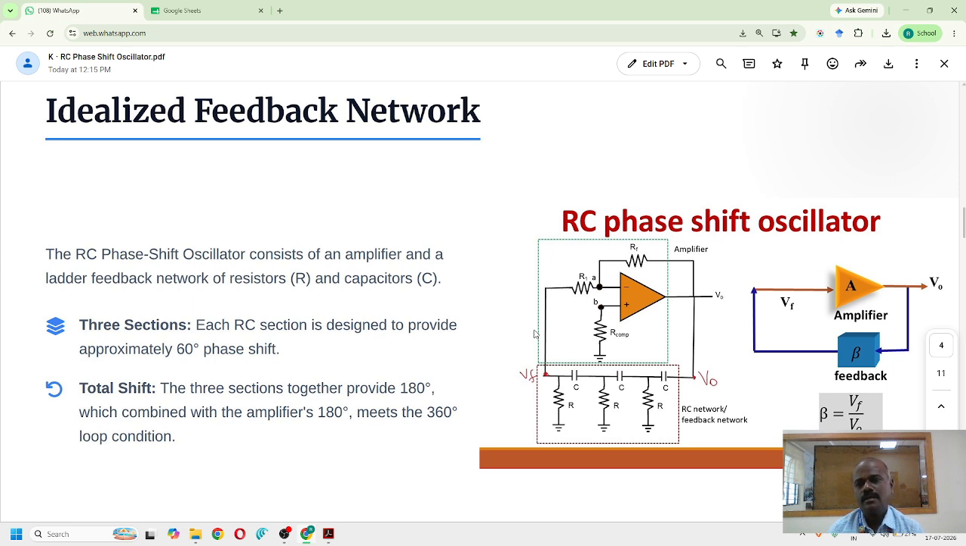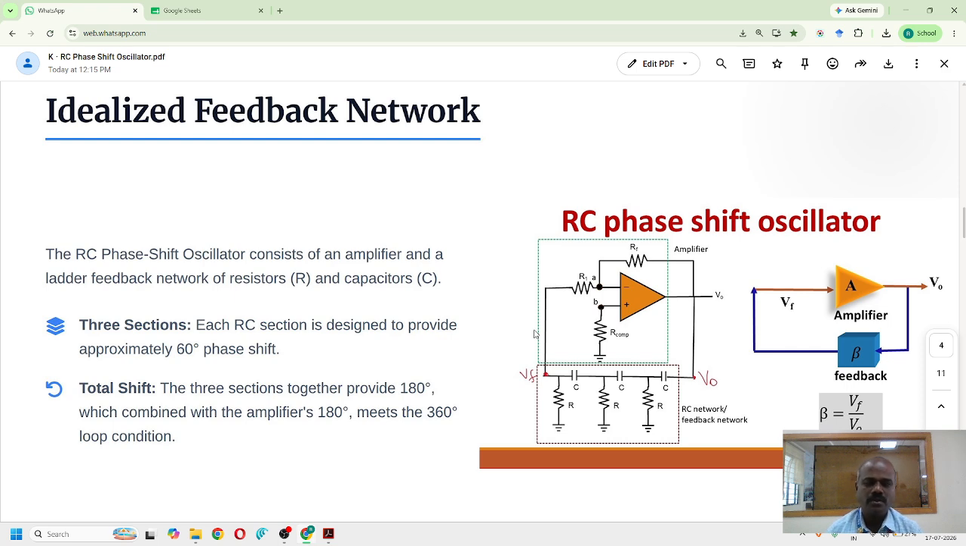So first we will take a feedback network. We can classify an oscillator into two parts. One part is called the amplifier path, and the other part is called the feedback path. In the RC phase shift oscillator, the feedback path has a combination of resistors and capacitors. This is going to generate the oscillation, and it also generates some phase shift. The amplifier part is just to amplify, and the feedback path is responsible for oscillation.